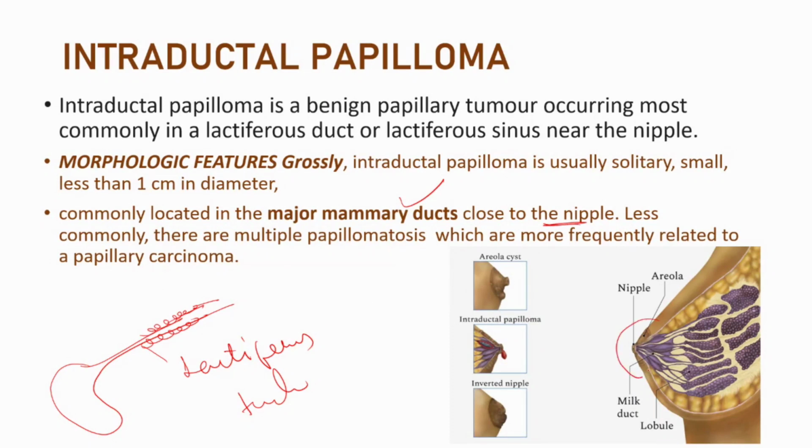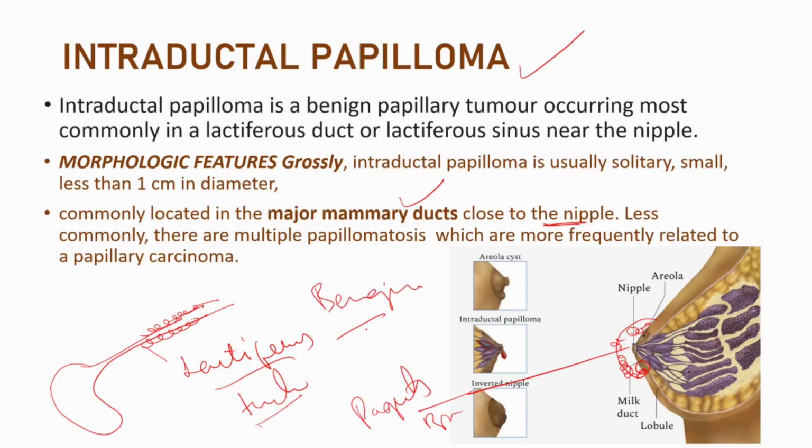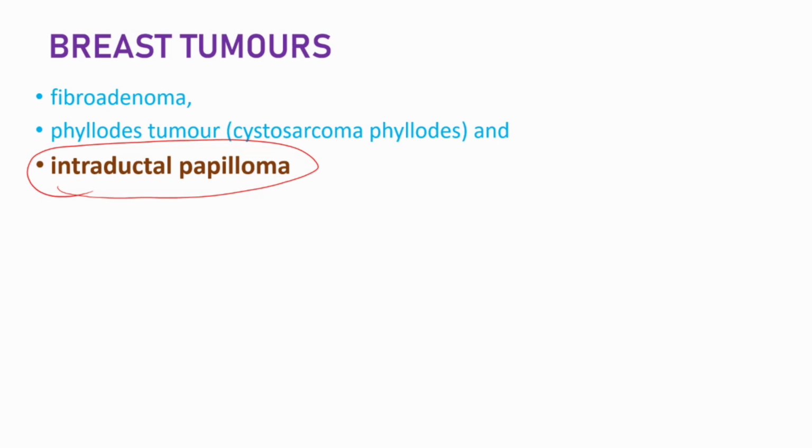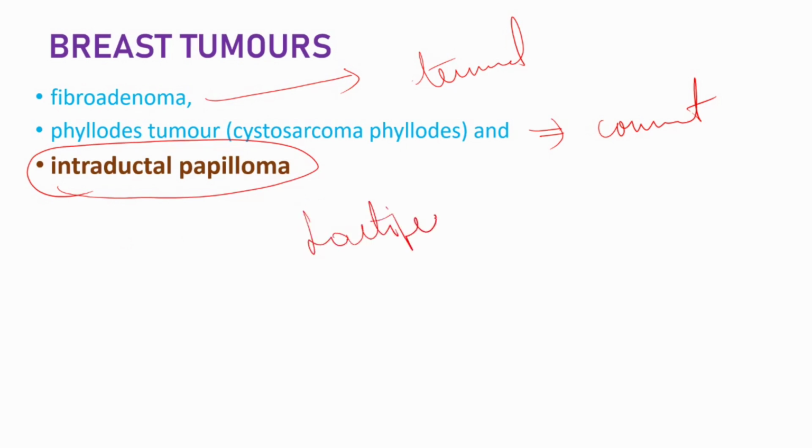Actually, the cancers present near the nipple with extravasation and extra growth are called Paget's breast cancer, or Paget's breast, which we'll discuss in the coming slides. Paget's breast is different and intraductal papilloma is different. Intraductal papilloma is mainly seen in the lactiferous tubules, and these are mainly benign. So these are three types of benign tumors. Fibroadenomas are mainly present in the terminal tubules and inside the acini. Phylloids tumors are tumors of the connective tissue, and intraductal papillomas are mainly seen in the lactiferous tubules.